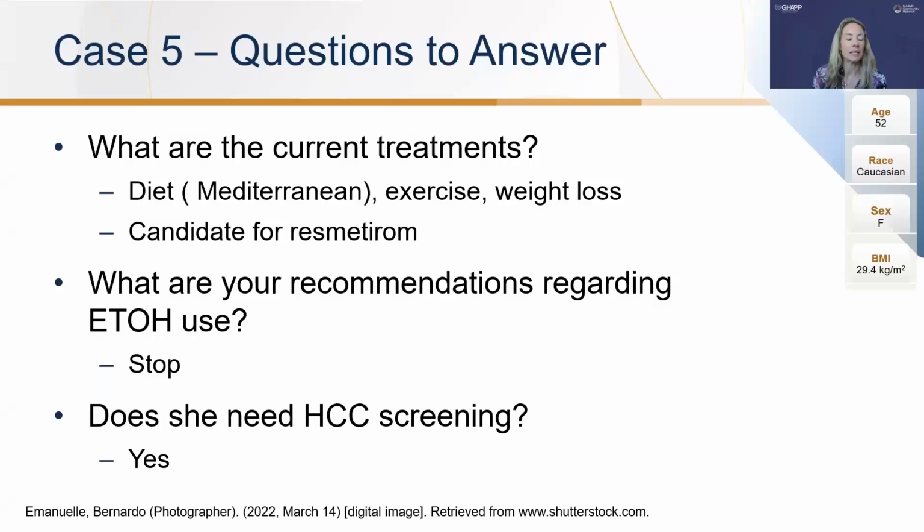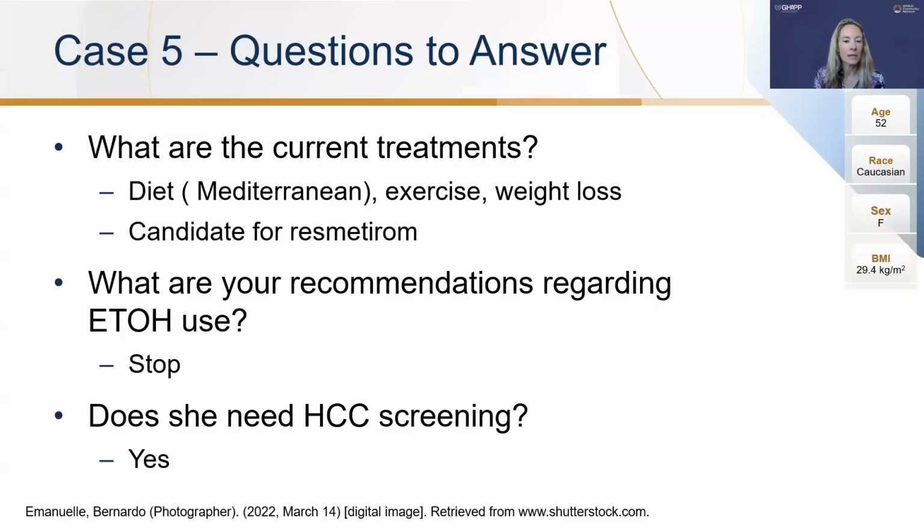So what are the current treatments going to be for this patient? So at the foundation, always diet. I recommend a high protein, low carbohydrate, low sugar Mediterranean diet, really encouraging patients to try and reduce or minimize their consumption of the refined, ultra-processed carbohydrates and sugar in their diet.